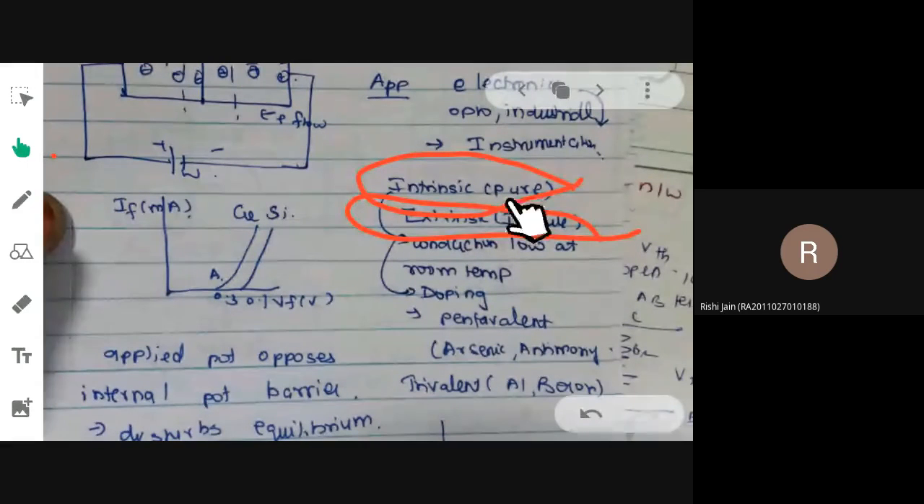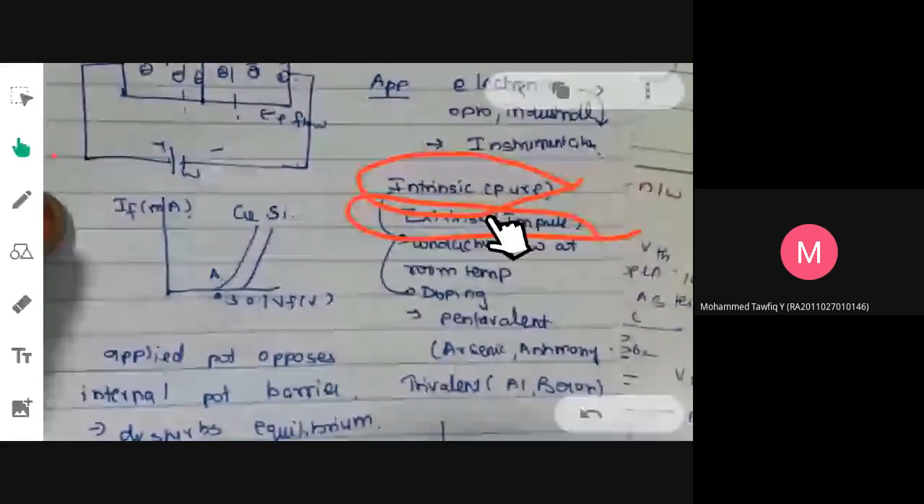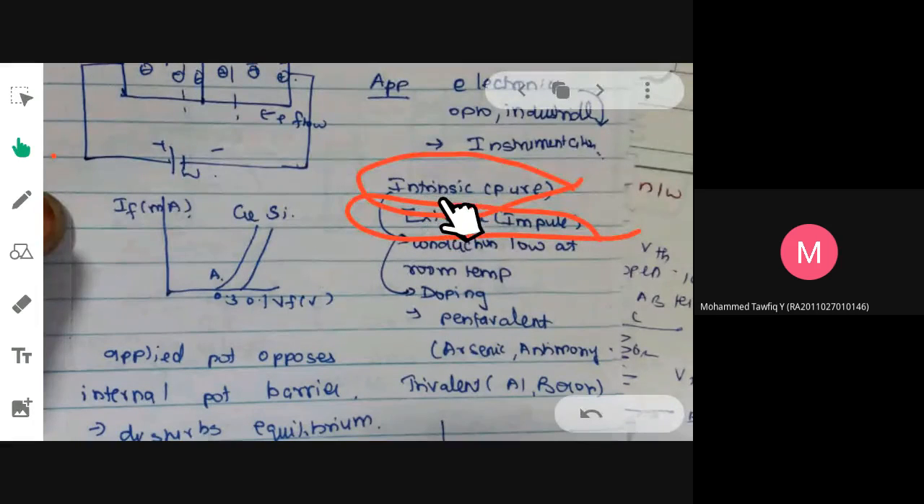Pure. Intrinsic means pure. A very pure semiconductor without any impurities added to it, that type of semiconductor will be called an intrinsic semiconductor. But a pure semiconductor has a problem. It will not conduct well at room temperature. Very low conduction will be observed at room temperature. So you want to improve the conduction. You know what is conduction? What is conduction actually?